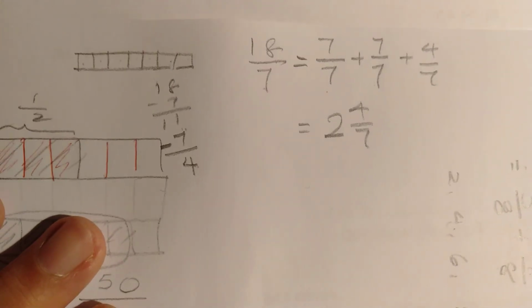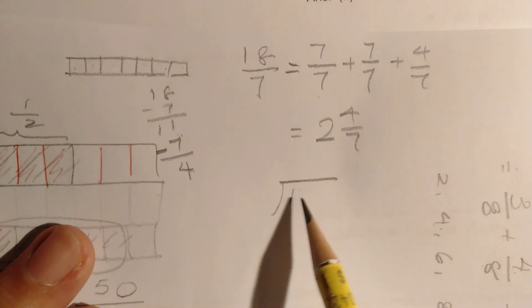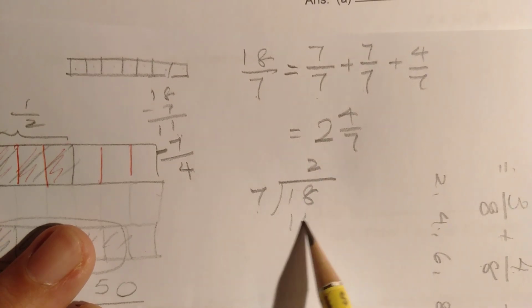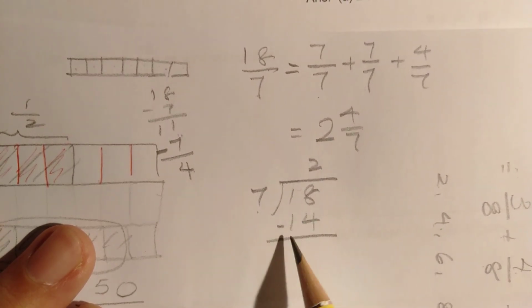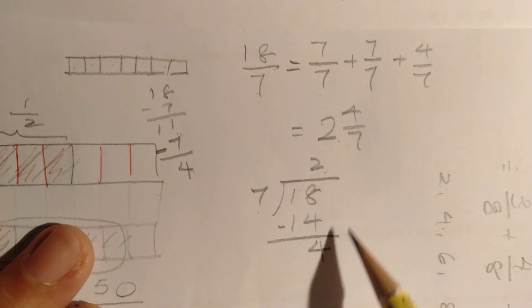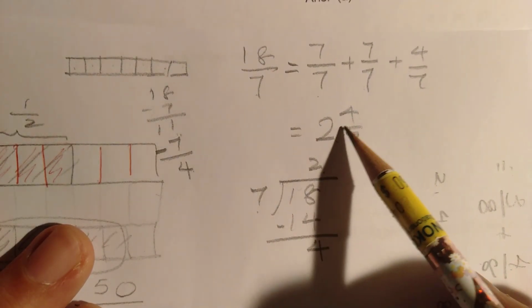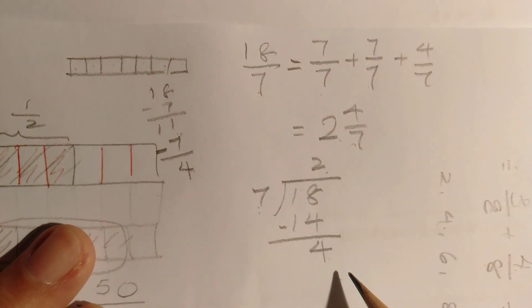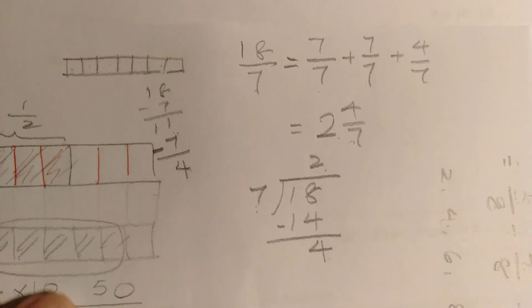Another way of doing it is this. 7 times 2, I get 14. 18 minus 14, I have 4. So the answer is 2 whole, remainder of 4 7s. Right, that's how you can get the answer as well. Let's go to the next question.